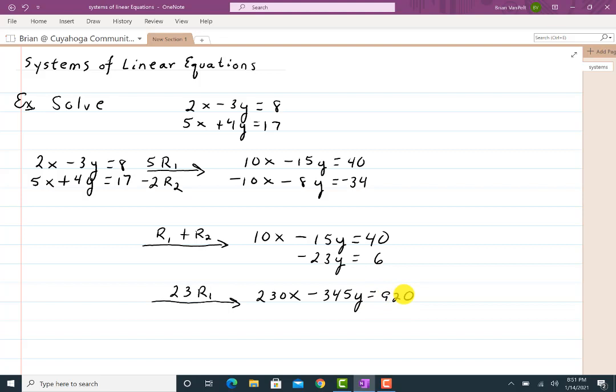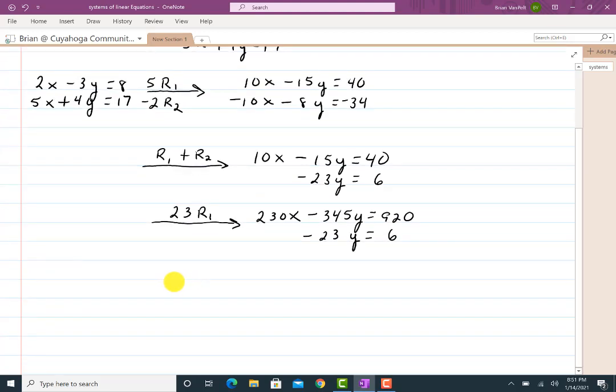And the second equation I can leave alone, because you'll see what I'm going to do. Now I do know that the 345 is 15 times 23. So what I'm going to do now is take negative 15 times the second row, and add it to the first row. So notice the 230x stays where it is. But if I do negative 15 times negative 23, that's positive 345. I'll have positive 345y plus the negative 345y, and that will zero that out. Now, when I take negative 15 times 6, I get negative 90. Negative 90 plus 920 is 830.